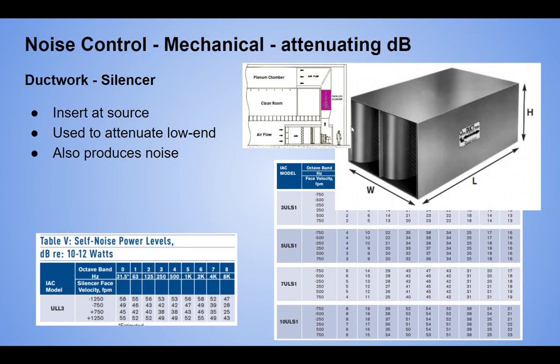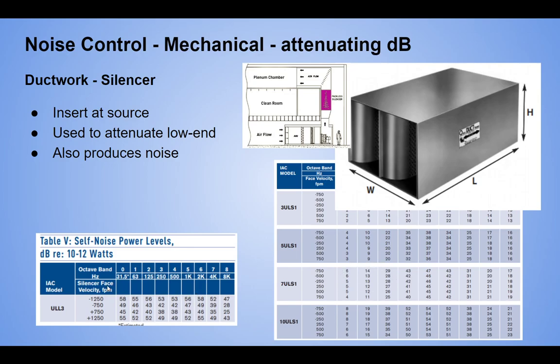And what you're really doing, it's not magic, you're just shifting the octaves. So you remember it was much easier to attenuate above 500, 1K, 2K, 4K. So we're adding in some low end attenuation down here.